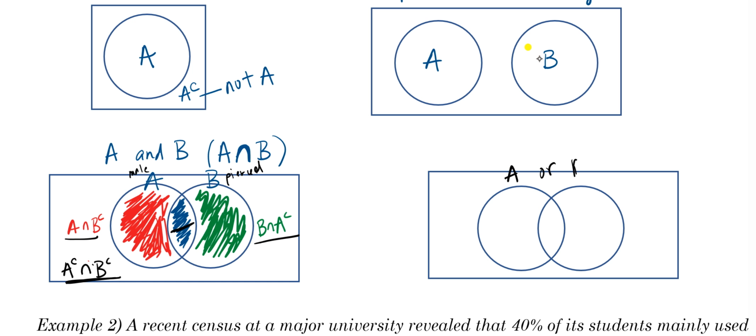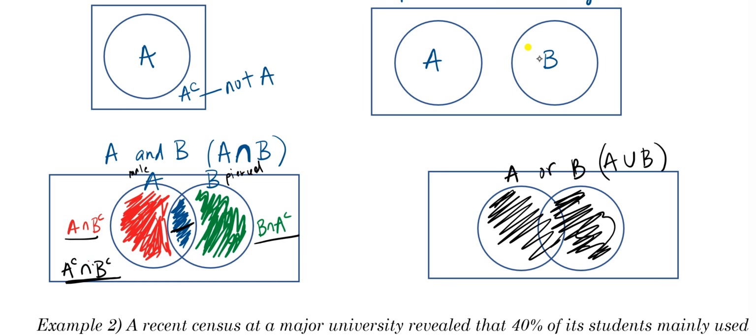symbolically we write that as A ∪ B. So symbolically, A or B is written as A and a little U and B. That would basically just look like all of the circles shaded together. And then, of course, you would not shade the rectangle part because that is neither A nor B.